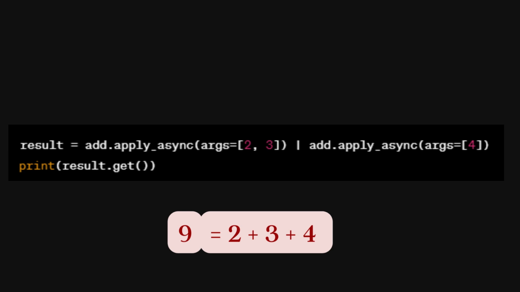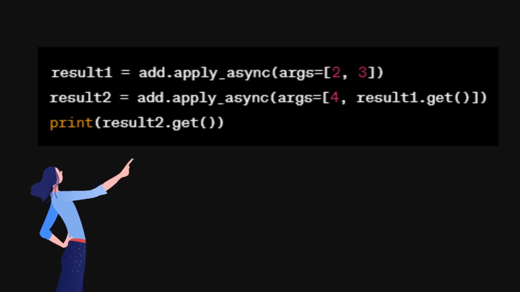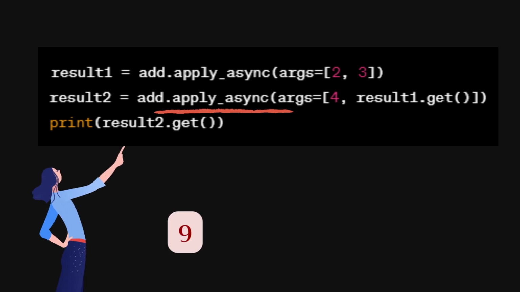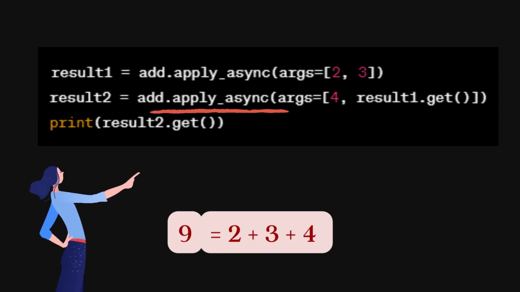We can also pass the result of one task as an argument to another task by using the get method. Here's an example of how to pass the result of the add task as an argument to another task. In this example, we first executed the add task with arguments 2 and 3, and then passed the result of that task as the second argument to another add task with arguments 4 and the result of the first task. The output of this code will be 9, which is the result of adding 2 plus 3 plus 4.